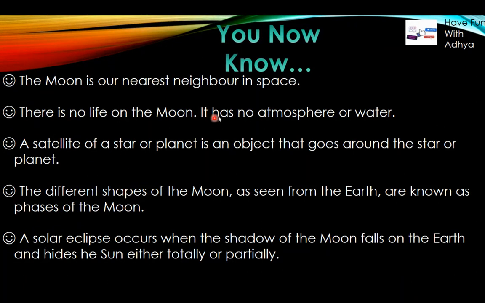You now know the moon is our nearest neighbor in space. There is no life on the moon, it has no atmosphere or water. A satellite of a star or planet is an object that goes around the star or planet. The different shapes of the moon, as seen from the Earth, are known as phases of the moon. A solar eclipse occurs when the shadow of the moon falls on the Earth and hides the sun either totally or partially.